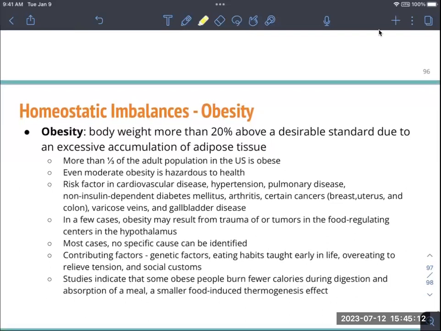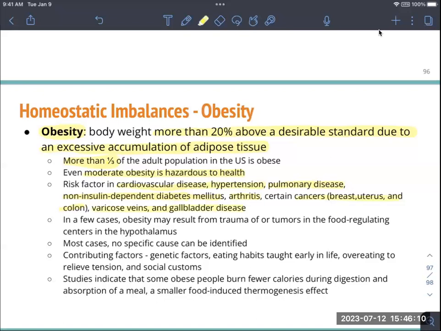Obesity. Obesity is having more than 20% above a desirable standard due to excess accumulation of adipose tissue. More than 1/3 of the US adult population is obese. That's a very large number. Moderate obesity is very hazardous to yourself. It can cause cardiovascular disease, hypertension, that increased blood pressure, pulmonary disease, non-insulin dependent diabetes, so that type 2 diabetes, arthritis, that extra weight putting down on especially the knees. That's usually the first place you see arthritis in obese people is in their knees because of all that extra weight their knees are carrying. Breast, uterus, colon cancers get increased, varicose veins, gallbladder disease.